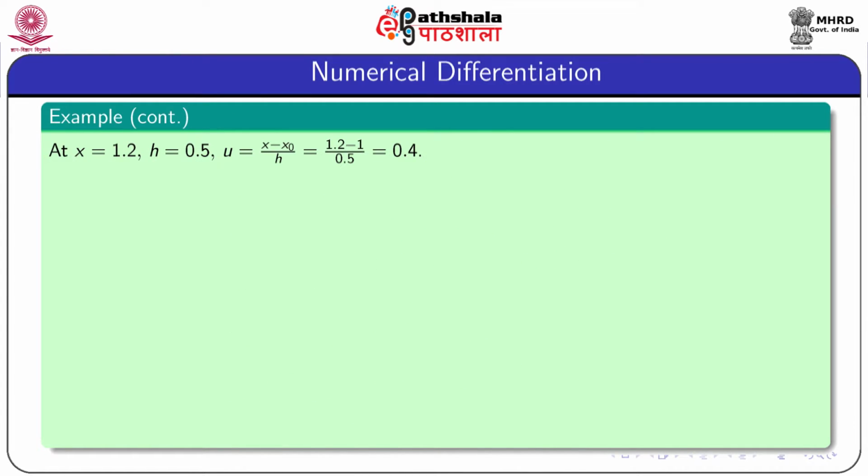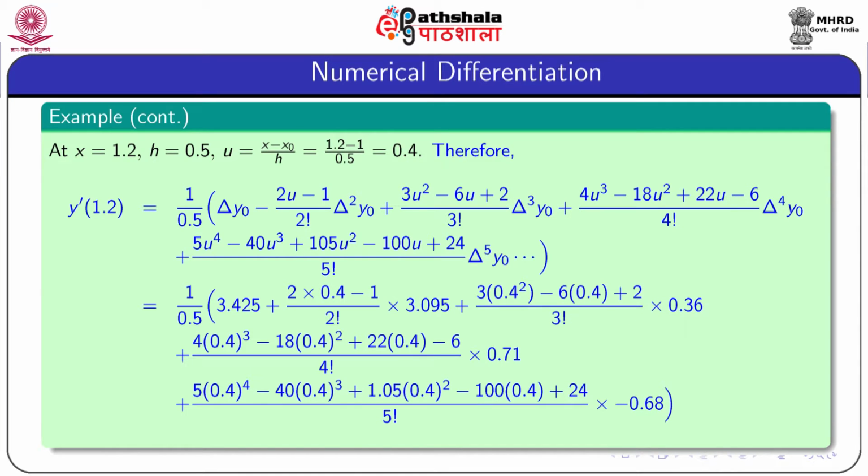Now for the second case, that means when x equal to 1.2, here also h equal to 0.5, and in this case the value of u equal to (x minus x0) by h equal to (1.2 minus 1) by 0.5. After simplification it is equal to 0.4. So for these values of x, u, x0, h, etc., the expression for y prime at 1.2 equal to this expression. After computation, this expression becomes 6.26948, correct up to 5 decimal places. So this is the first derivative of y at 1.2.